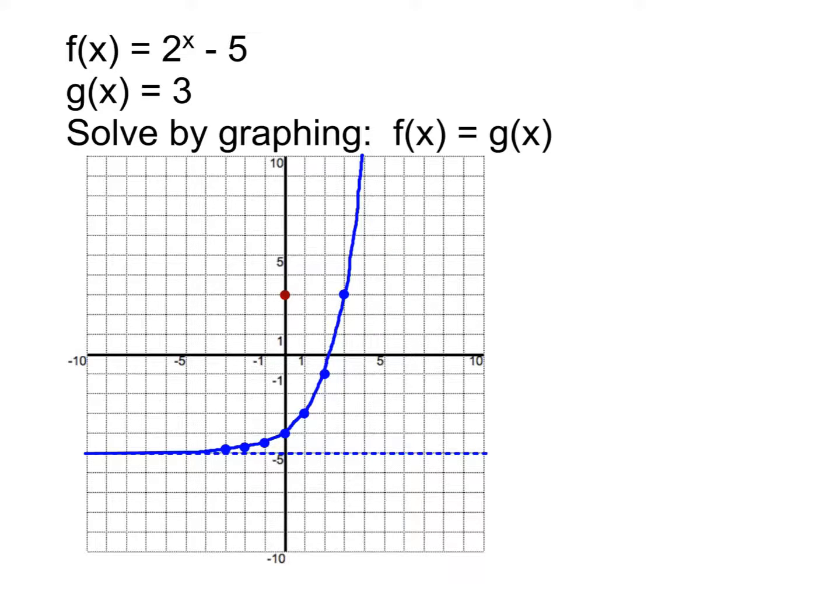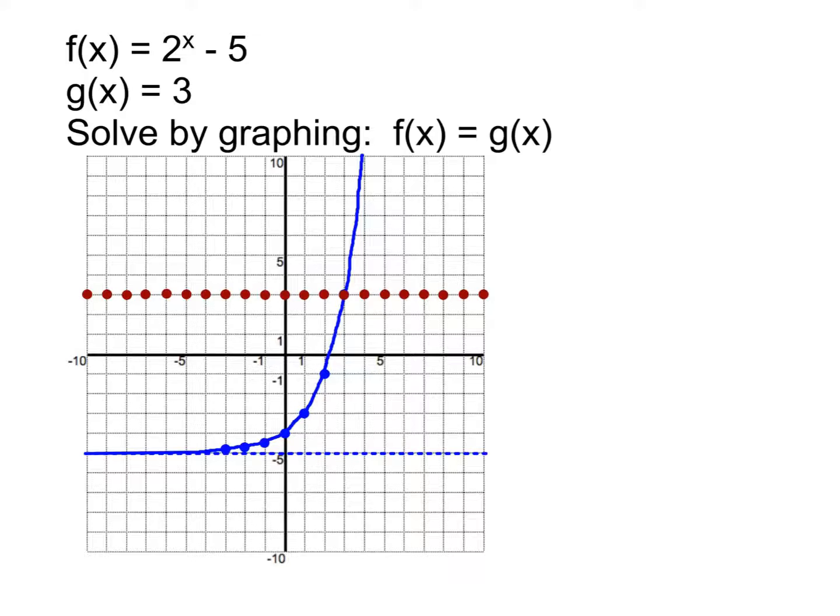Because x can be anything here. So where else could y be 3? Well, what if x was 1? If x is 1, y would be 3, right? So that point would work. In fact, x can be anything. And y is still going to be 3.